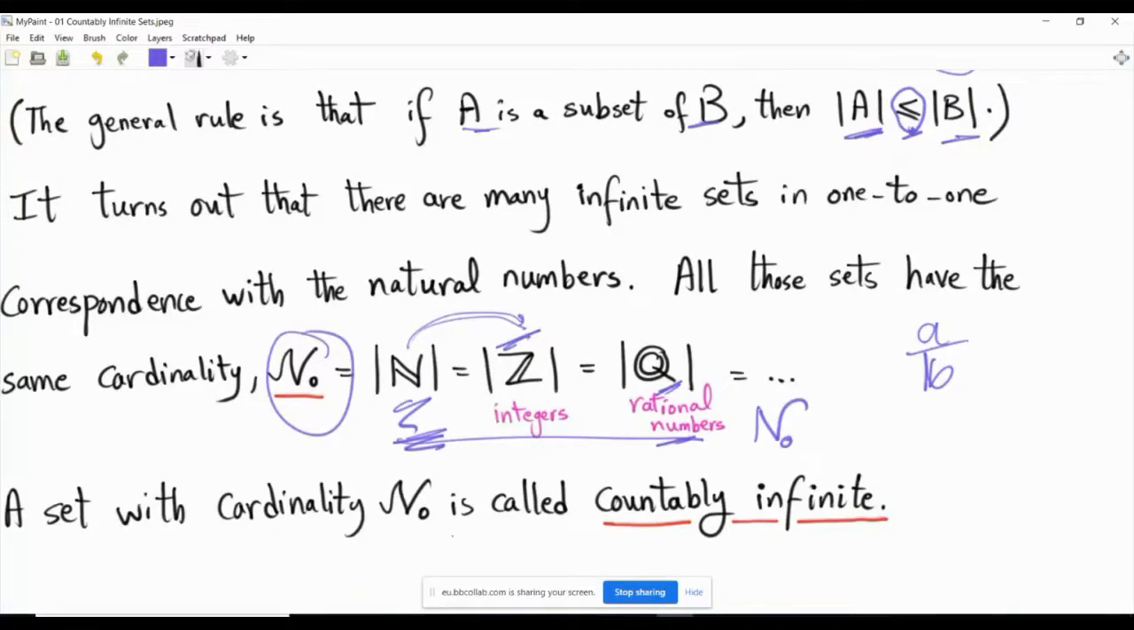Sets that have this cardinality are called countably infinite sets. So any infinite set that can be put into one-to-one correspondence with the natural numbers is called countably infinite. It is infinite, but it can be put into one-to-one correspondence with the counting numbers 1, 2, 3, and so on. But there are so many infinite sets. Do all of them share the same cardinality, or what is the story? Let's now go to the second part.